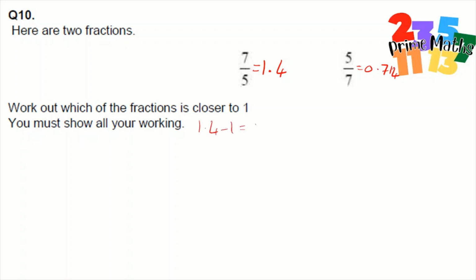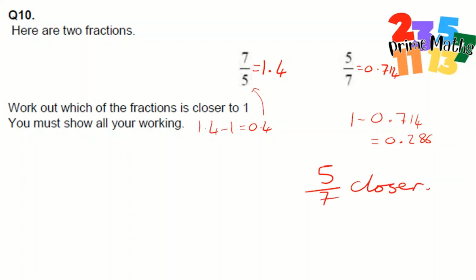I need to work out which one is closer to 1. 1.4 minus 1 is 0.4, so that means 7/5 is 0.4 away, and 1 minus 0.714 is 0.286, so 5/7 is 0.286 away. This means that 5/7 is closer.